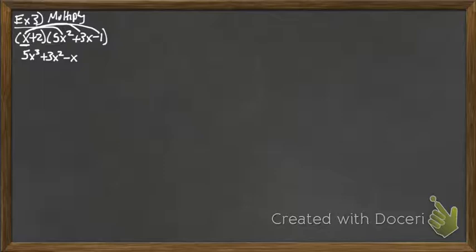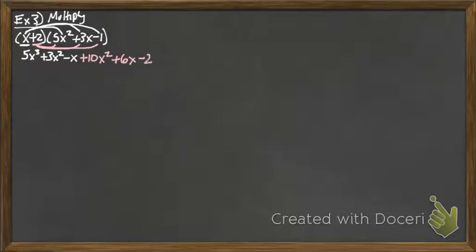Now I'm going to go ahead and multiply my 2 to everything in this second polynomial. I'm going to do 2 times 5x squared. That's going to be a positive 10x squared. Do 2 times positive 3x. That's going to be a positive 6x. And then 2 times negative 1 is just negative 2.